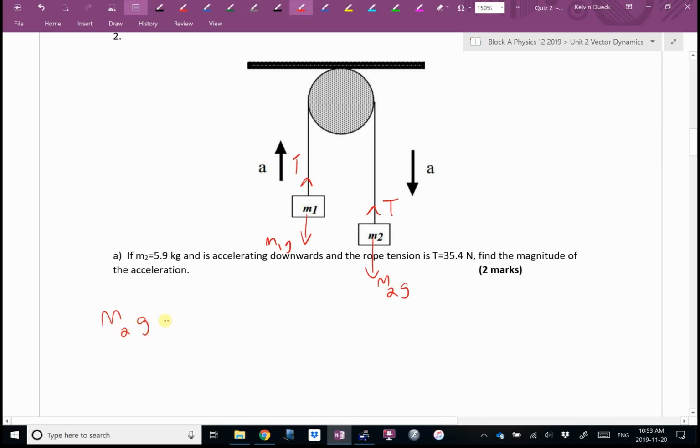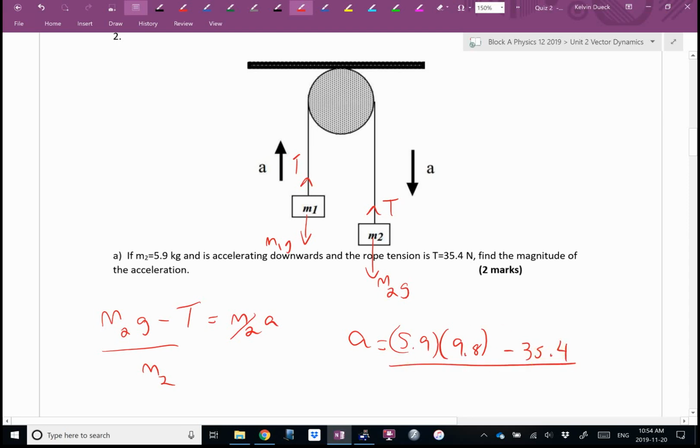M2g minus T equals M2A. I can find A. How would I get the A by itself? I'm going to divide by M2, and I'll find that A equals M2 5.9, G 9.8, minus 35.4. They gave me tension. That equals, divided by 5.9.